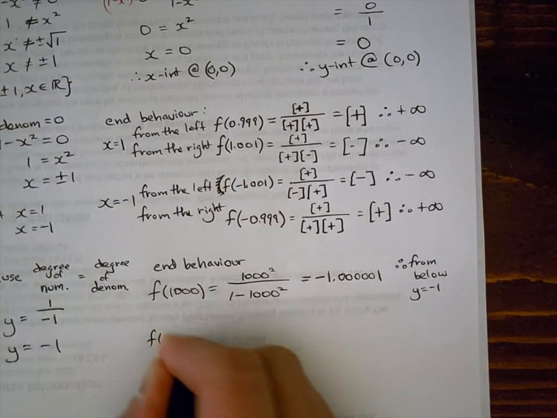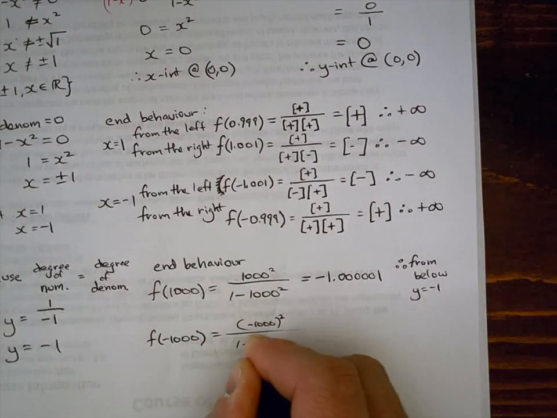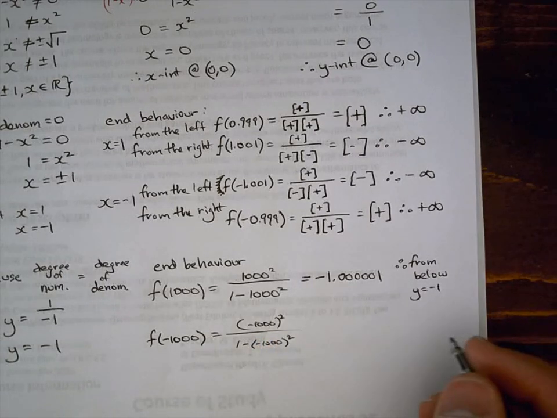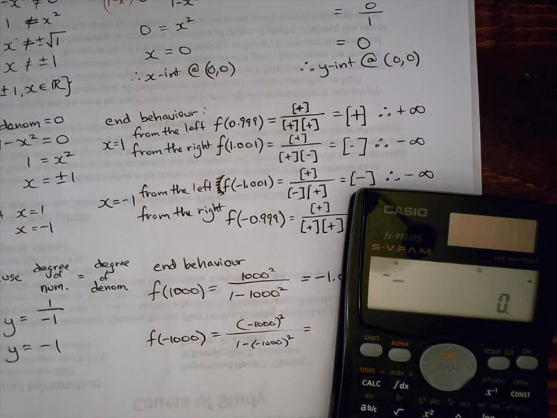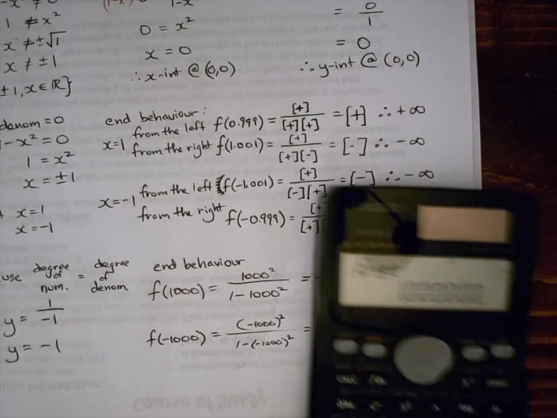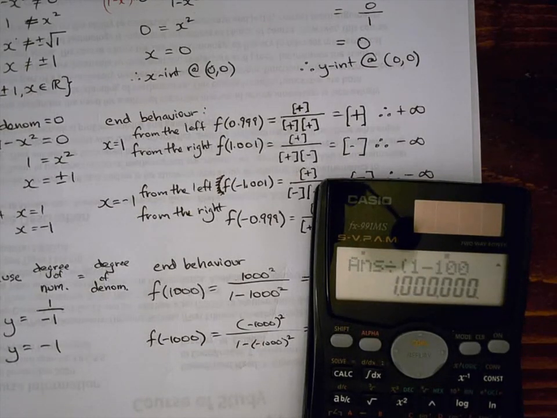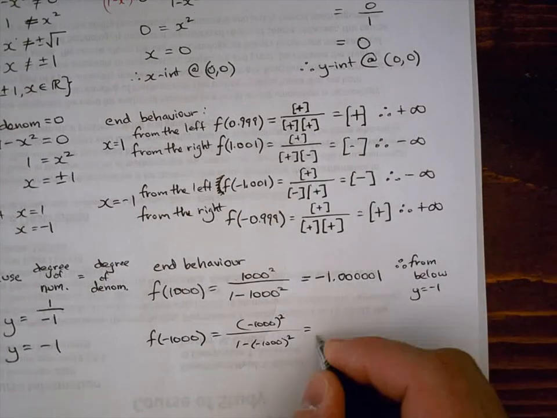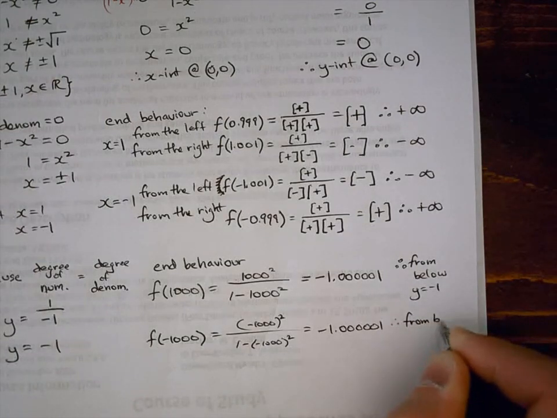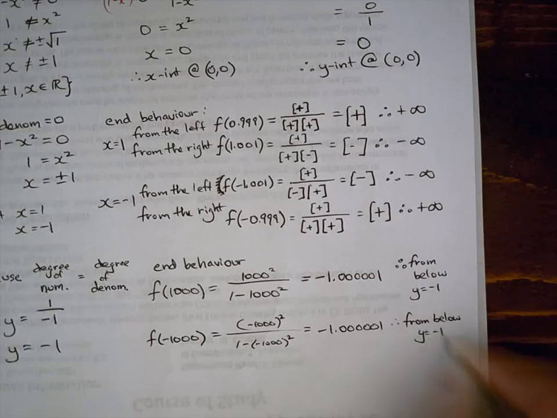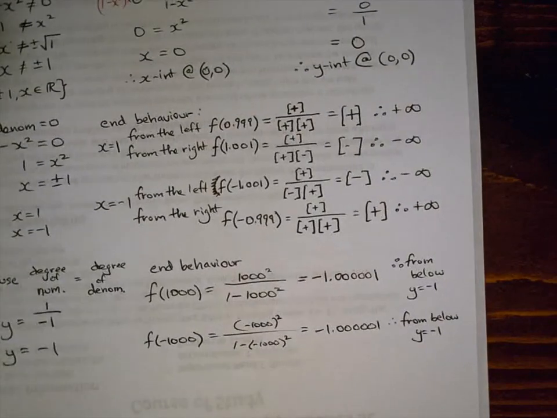Similarly, I have to sub in a really big negative number. So I'm going to sub in -1,000, and I get -1,000 squared divided by 1 minus basically the same thing. Therefore, it's also from below the asymptote. So now we have our asymptotes and we have our end behavior. I find that to be the most strenuous part of this question.